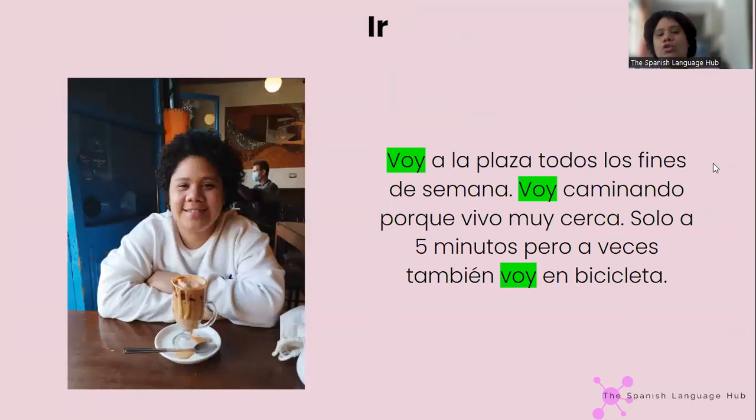Ejemplo, voy a la plaza todos los fines de semana, voy caminando porque vivo muy cerca, solo a 5 minutos, pero a veces también voy en bicicleta. I go to the plaza all weekends. All weekends, I go walking because I live very close. Just 5 minutes, but sometimes I go by bike, right?